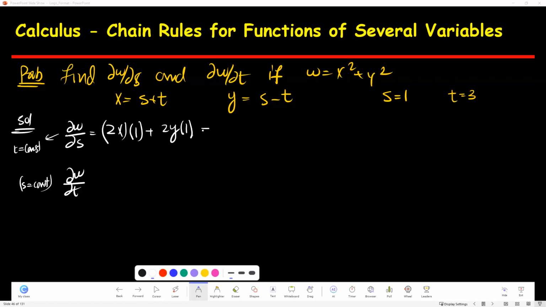Here I have the same dilemma. I want to replace this x and y, so I'm going to substitute x replaced by s plus t right here, and plus 2 times s minus t. If I simplify it, it's going to be 2s, 2s, 2s, and then t and t cancel out, so I think it's going to be left with 4s.